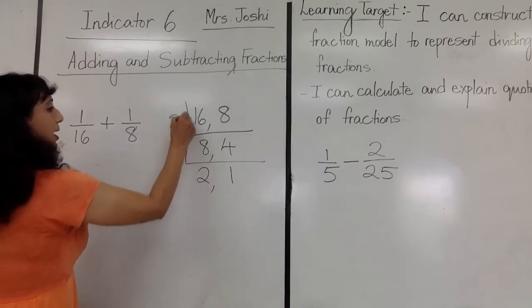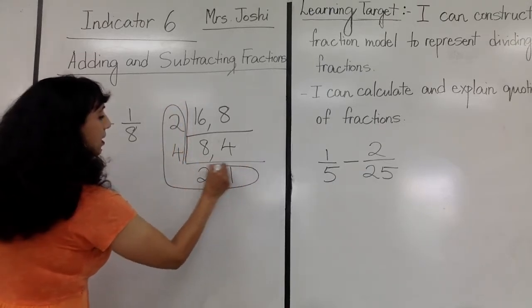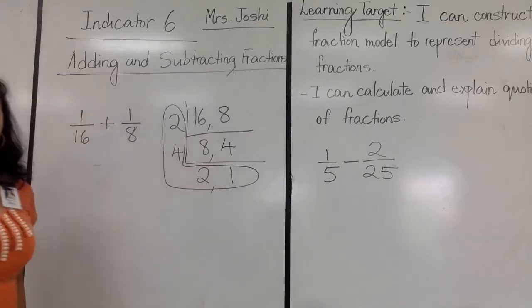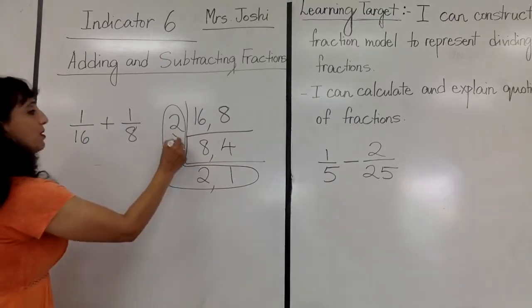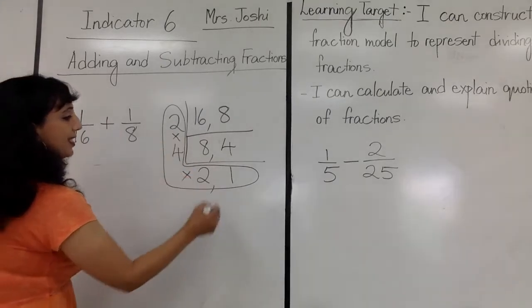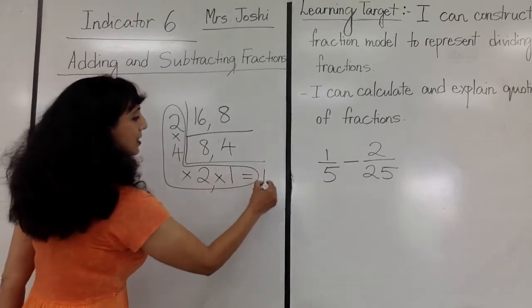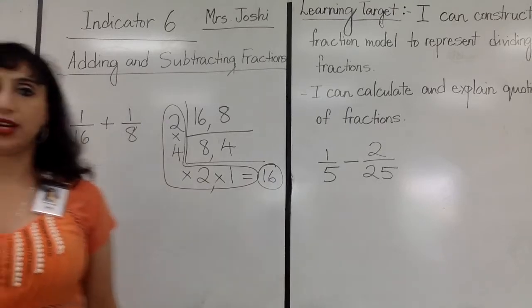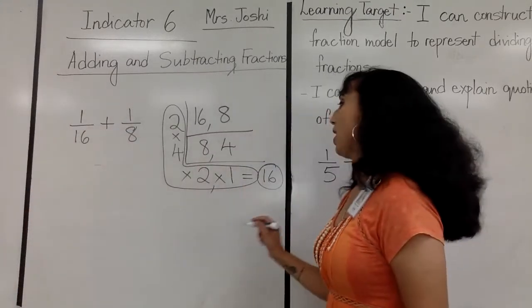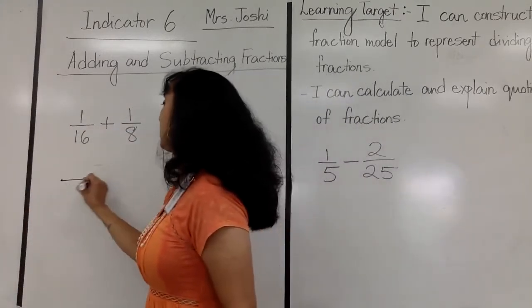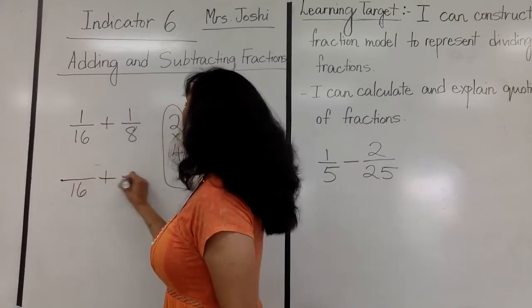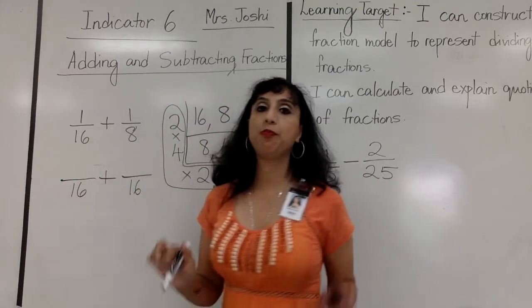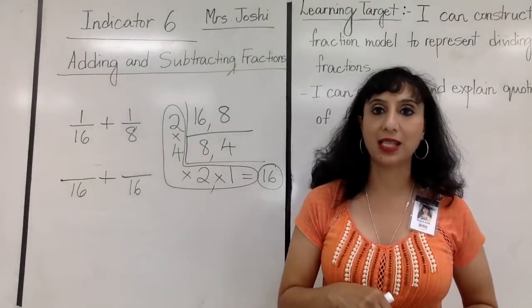So I am going to make an L. This is again a lesson which we have already done. So 2 times 4 is 8, 8 times 2 is 16, times 1 is 16. So 16 is my least common denominator. So I am going to write 16 over here, and I'm going to write 16 over here. I want both denominators to be exactly the same.